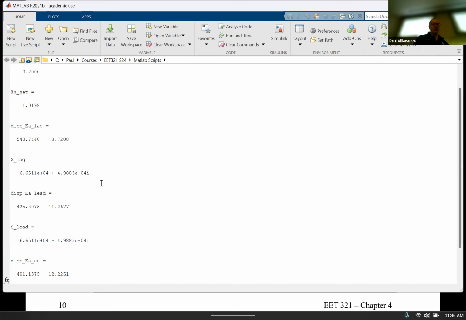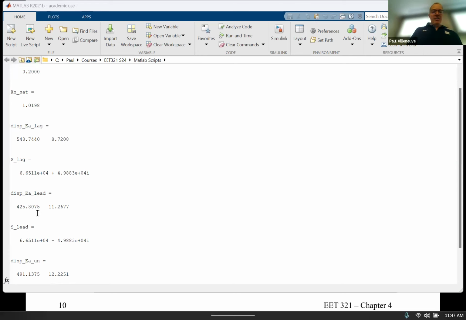Here's the power that's delivered to the load, 66 kilowatts plus j 50 or so kVAR. Now, if I do it with a leading power factor, look how small the voltage gets. It drops by over 100 volts. And that's because I'm getting some magnetic energy from the load that's connected to it.